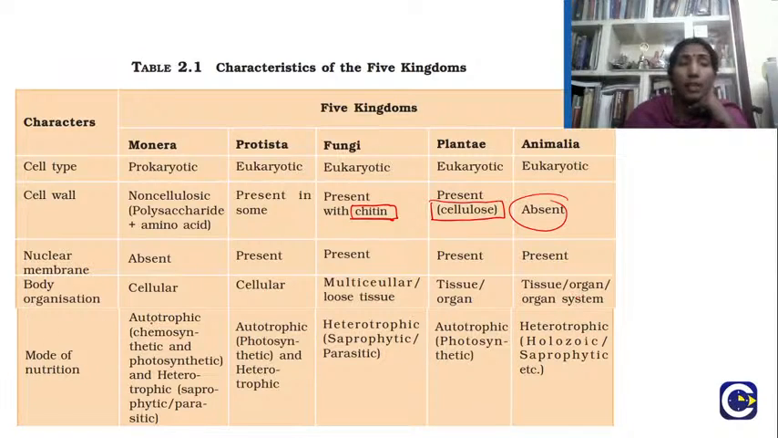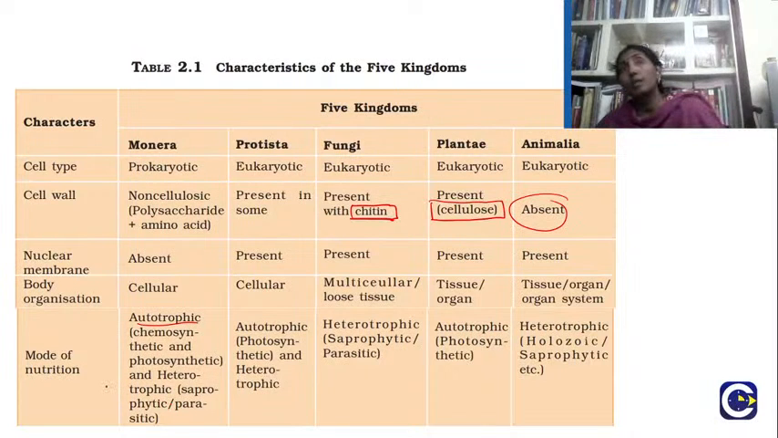Mode of nutrition, they can be autotrophic. Autotrophic, they are going to manufacture the food by themselves. It could be chemosynthetic, or it could be photosynthetic. Heterotrophic means they depend on other organisms for food. Saprophytic, they will be living on the dead organism.